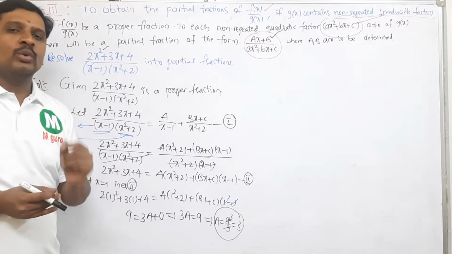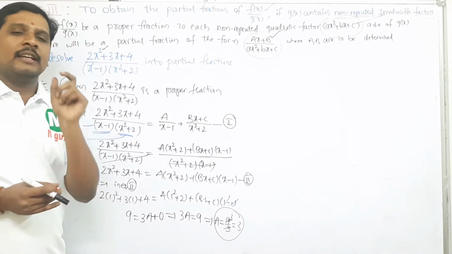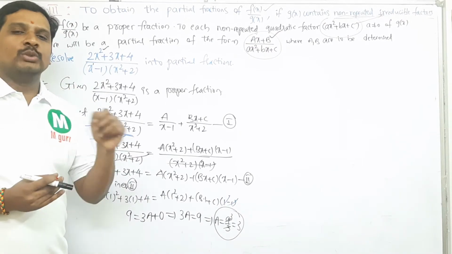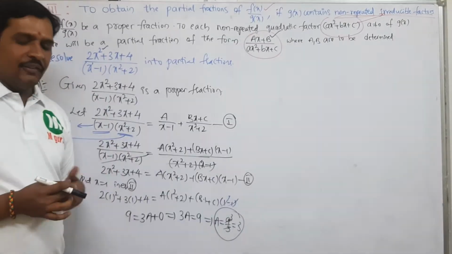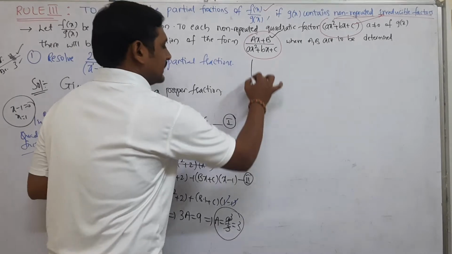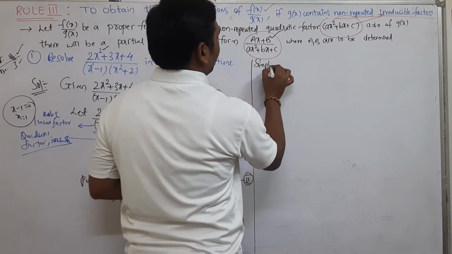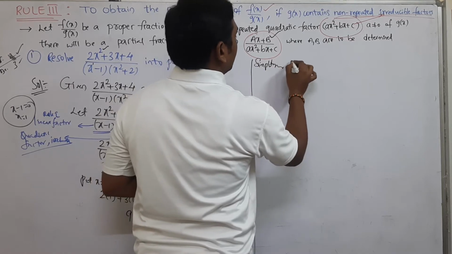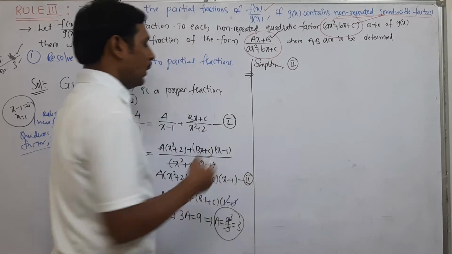To find the two more values, there is no other linear factor to substitute. Then what to do? In rule number 2 we have already discussed, whenever there is no possibility to substitute, simply go for the simplification of the second equation. Let us simplify the entire equation. So simplifying equation number 2.